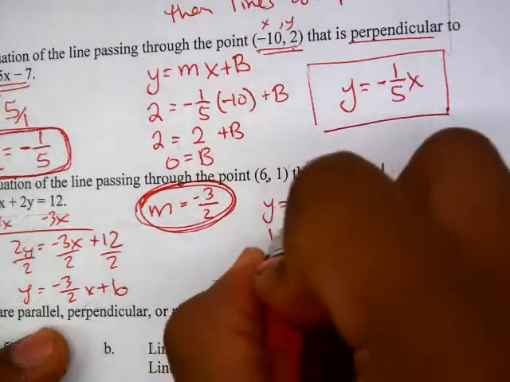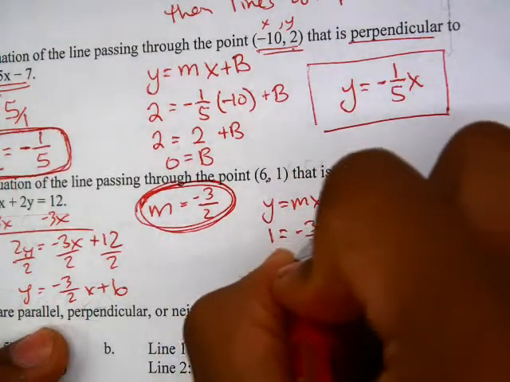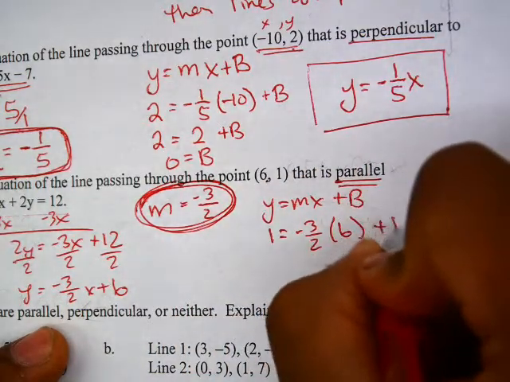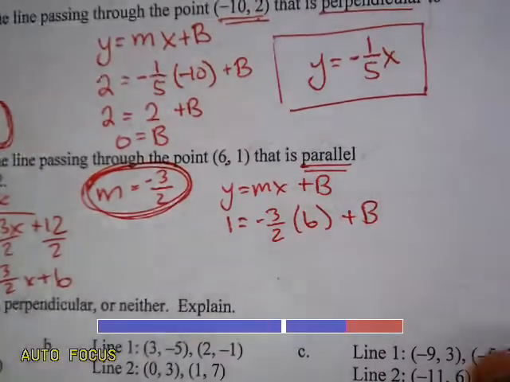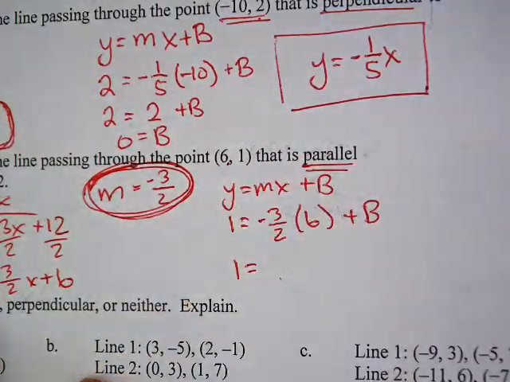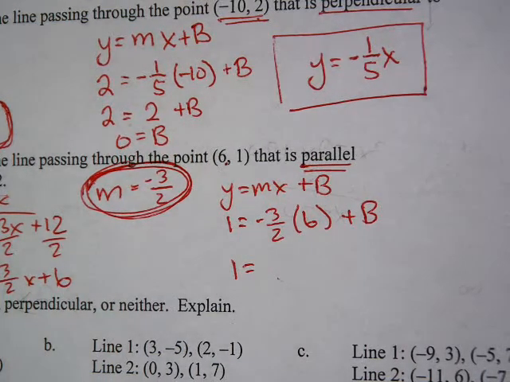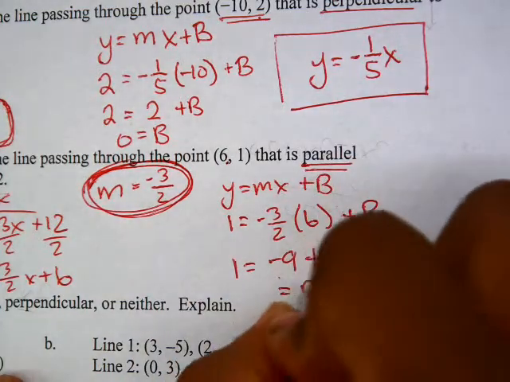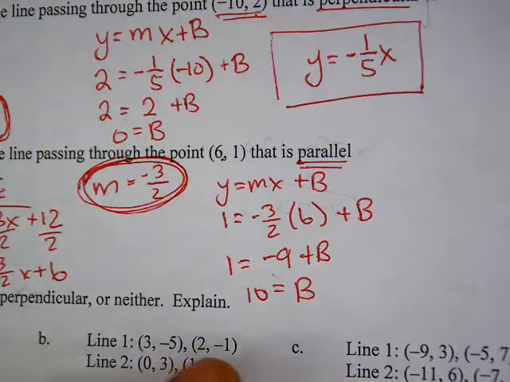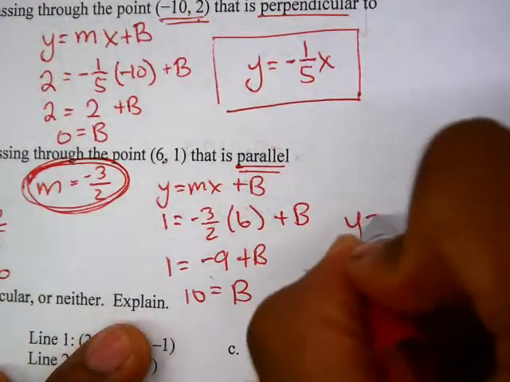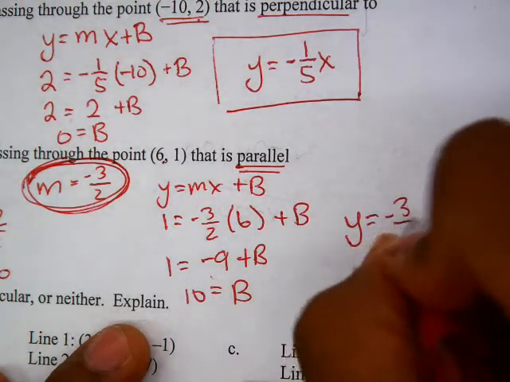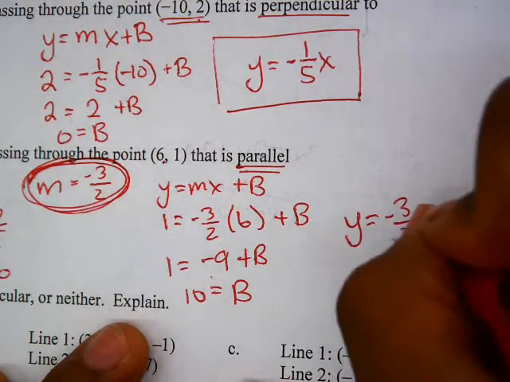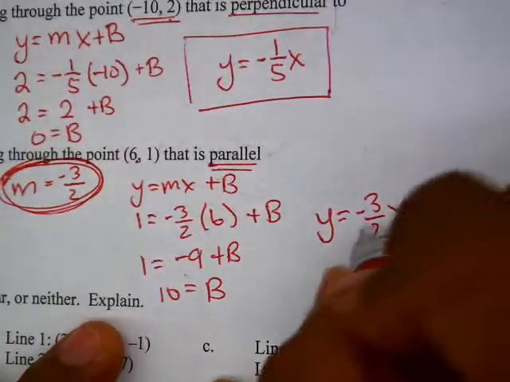I use the point (6, 1) to plug it into y equals mx plus b. So 1 equals negative 3/2 times 6 plus b. Negative 3/2 times 6 is negative 9. And if I add 9 to both sides, I get b is equal to 10. So the equation of the parallel line that I want is y equals my m of negative 3/2, x plus my b of 10.